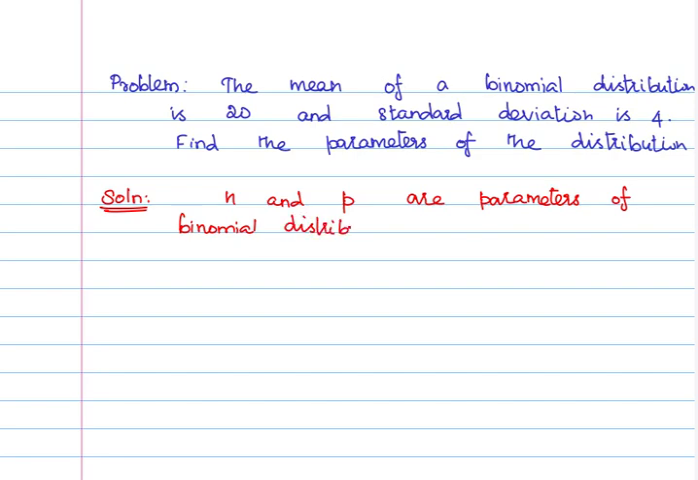What is given? We want to find n and p. So our aim is to find n and p. First we write what is given: mean is 20 and sigma is 4. Those are the things given.